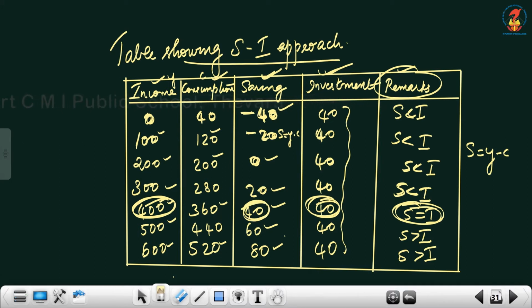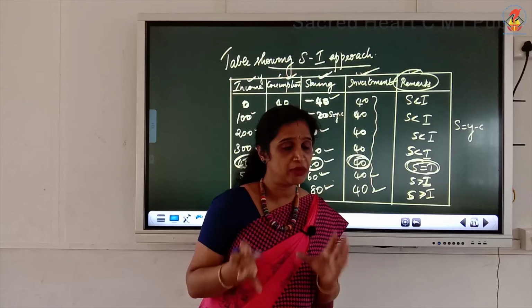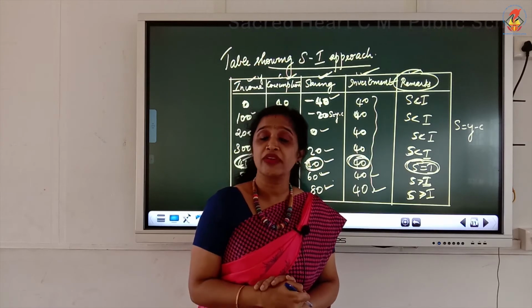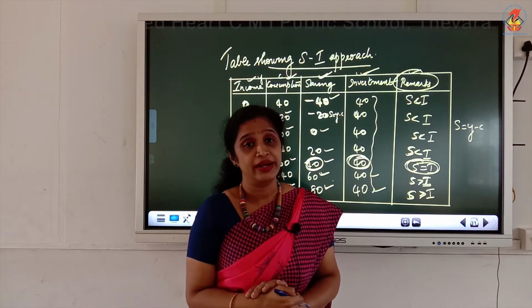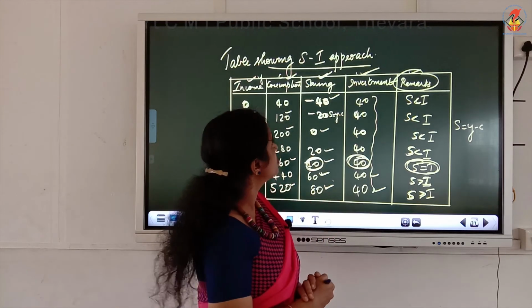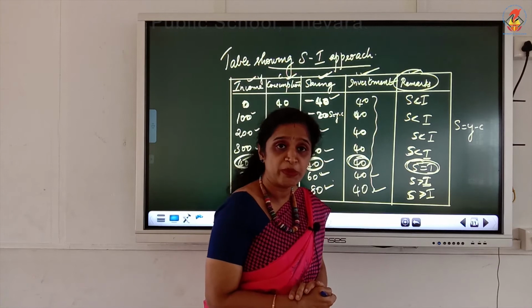Now let us see the next condition. At 500 level of income, we can find 60 and 40, where saving is greater than investment. Saving is 60 and investment is only 40. Then at 600 level of income, saving is 80 and investment is 40. Saving is greater than investment. So we can find that equilibrium level of income has happened at a point where saving is equal to investment, and that is at equilibrium level of income 400. So this is with regard to the saving investment approach table.